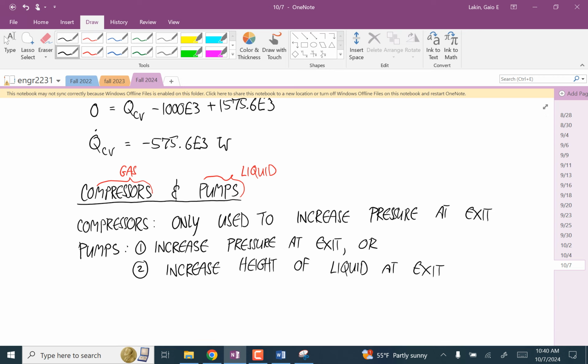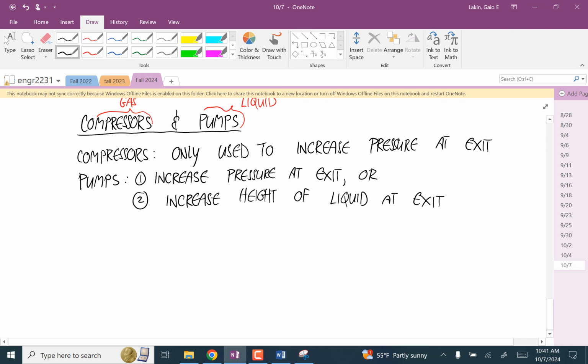And so I'm going to first come up with a simplified form of the control volume equation where I'm increasing the pressure at the exit, and this works for both of them. And then I'll do a separate one for a pump where you're just trying to move liquid from a lower height to a higher height.